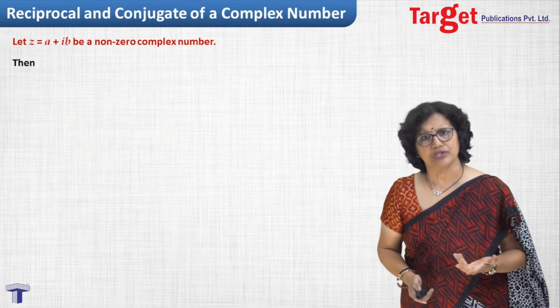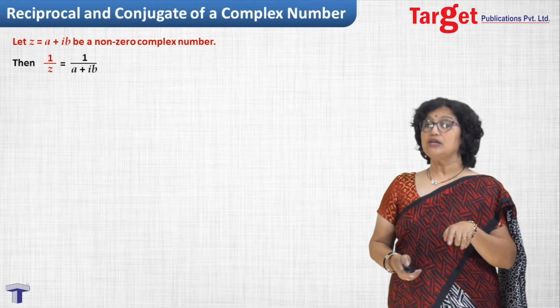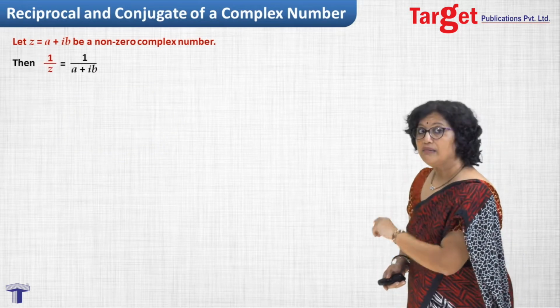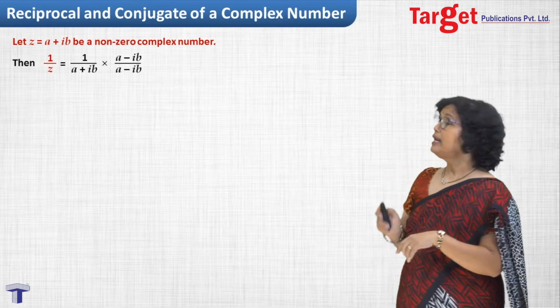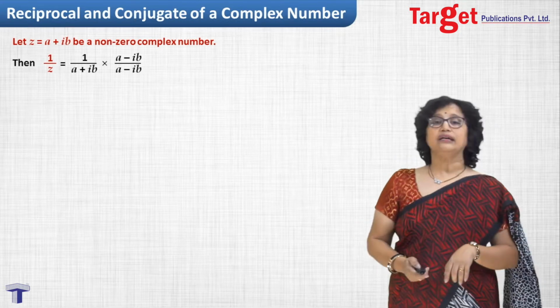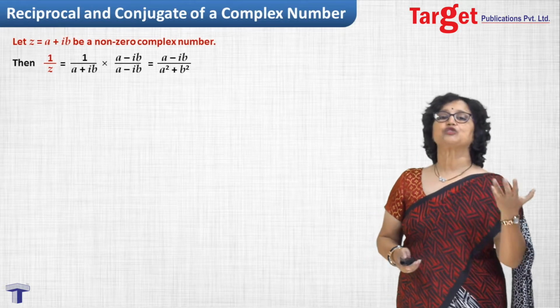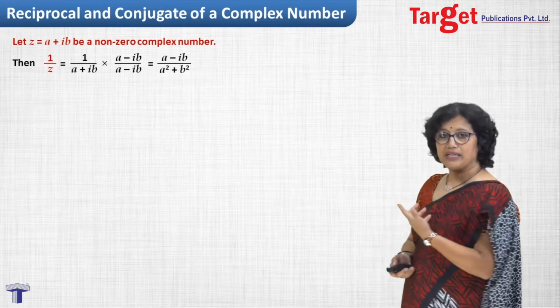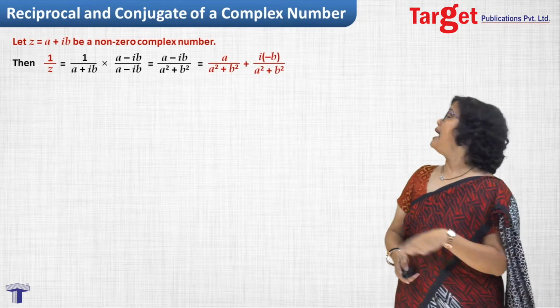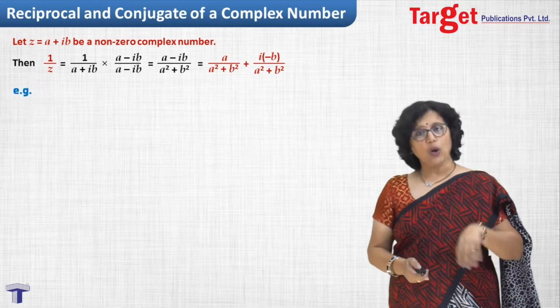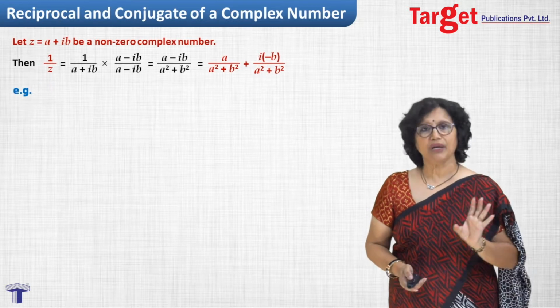And what is the procedure? The procedure to get 1 upon z, which is 1 upon a plus ib: recall what we have done in division. We will have to multiply and divide by a minus ib. Then the denominator will become simply a square plus b square and the numerator is a minus ib. So a upon a square plus b square would be the real part and minus b upon a square plus b square would be the imaginary part.